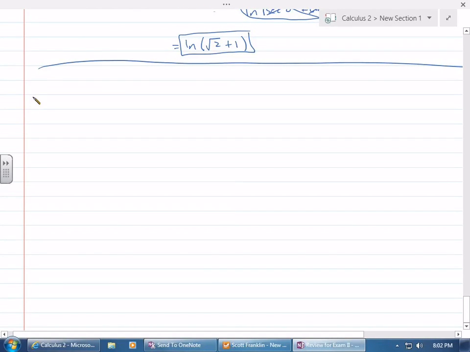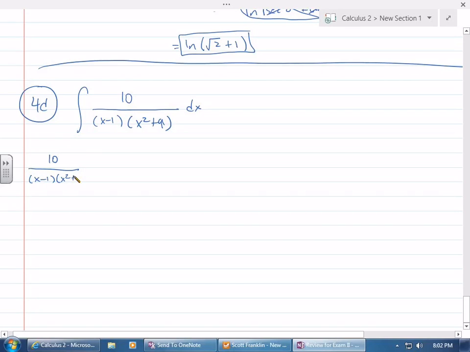Okay, so this is number 4D, partial fractions. Integral of 10 divided by x minus 1, x squared plus 9 dx. So the trick on this one is to figure out how to set up your partial fractions.